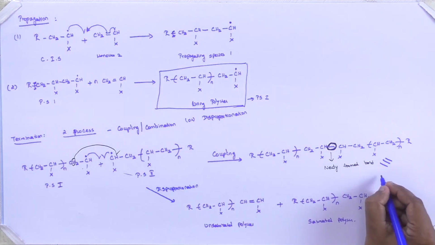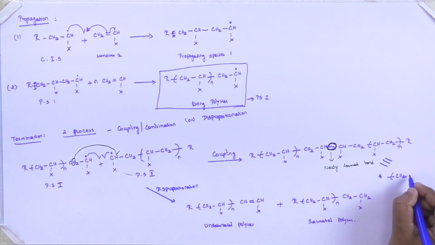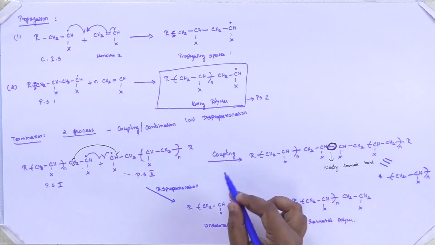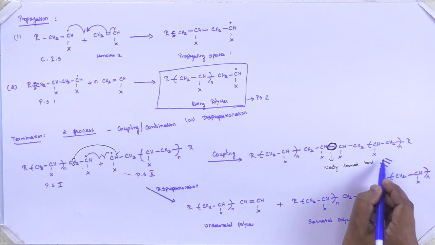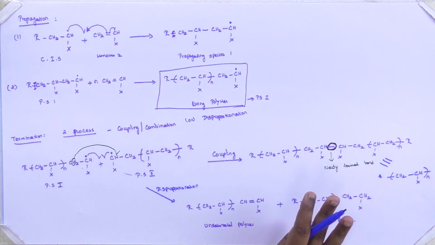Coupling is direct bond formation between the two propagating species, whereas disproportionation is the formation of a saturated and an unsaturated polymer. We can write this as this structure, it is equivalent to this, and this R will be removed later on. So, CH2 single bond CHX, n times. Coupling is the most favored process, and this structure is equivalent to this n. So this is what the free radical addition polymerization mechanism is.